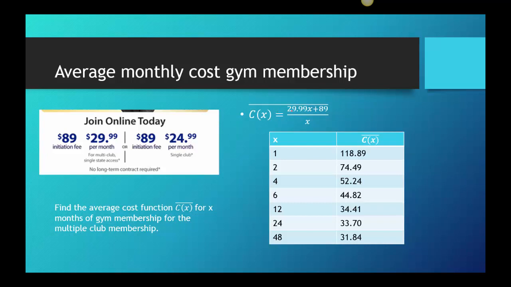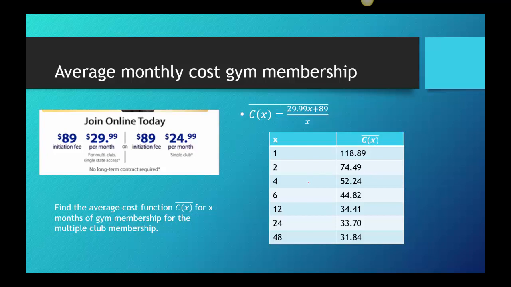The average cost function is $29.99 times x, where x is the number of months, plus 89, and I'm going to divide by x. So this will tell me how much I've paid per month, depending on how long I keep the membership. If I sign up and keep the membership for 1 month, I'm going to pay $118.89 for that 1 month. That's a bad idea. Let's stay longer. If we stay for 2 months, we paid that $29.99 twice, plus the $89 to sign up, we divide it by 2, and it says it's $74.49. Again, really expensive, so let's stay longer.